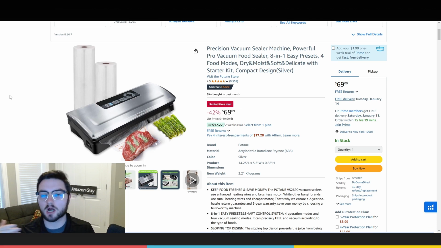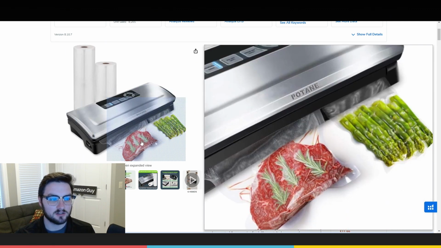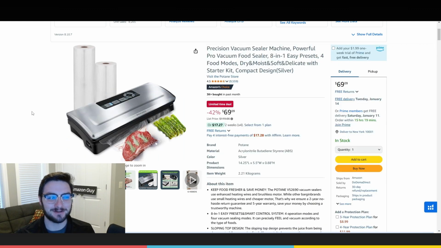This, again, is what I would consider to be a good main image CTR hack, because people can immediately know what the product is just by looking at it. They even add in down here some asparagus and some steak to show the use case of the product, which is great. Now, I can almost promise you this product does not come with asparagus and steak when you purchase it.